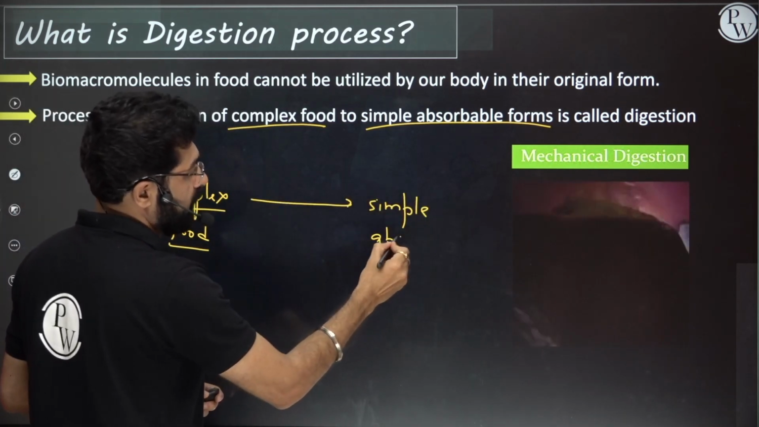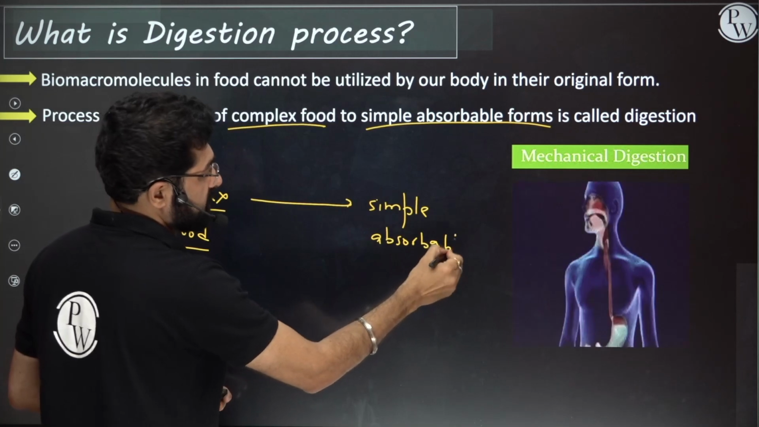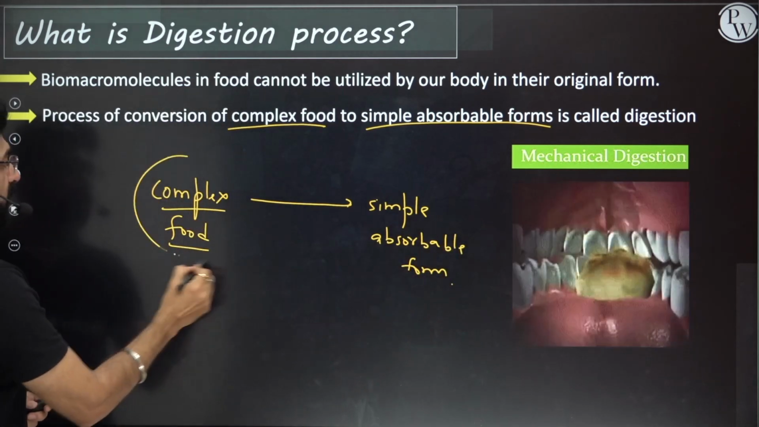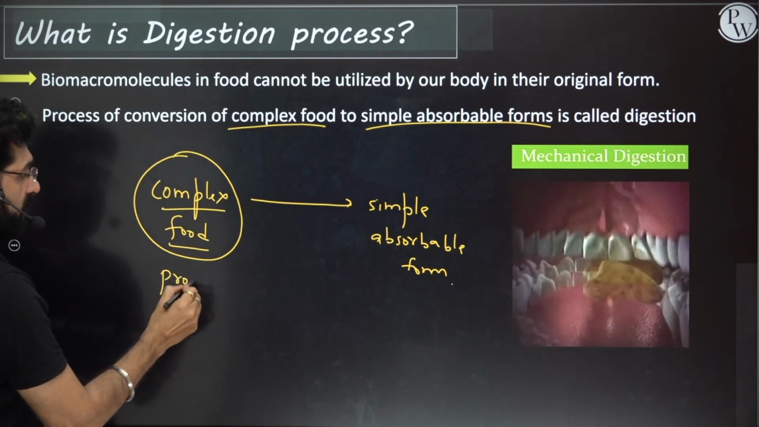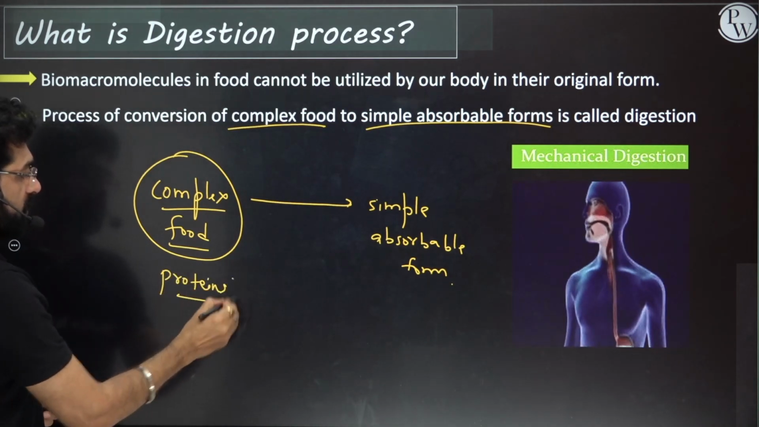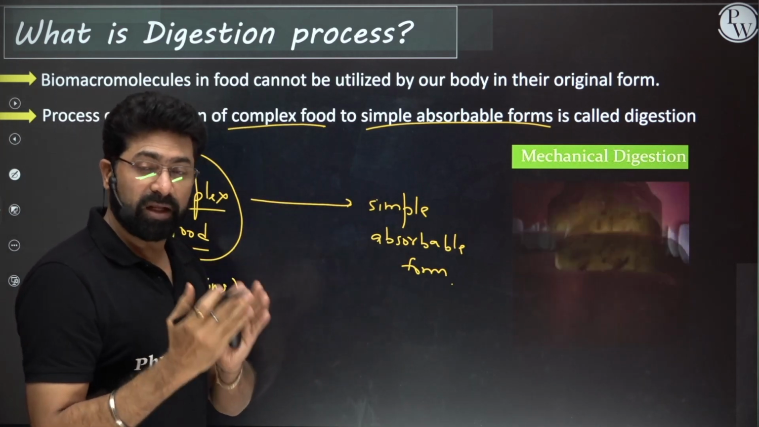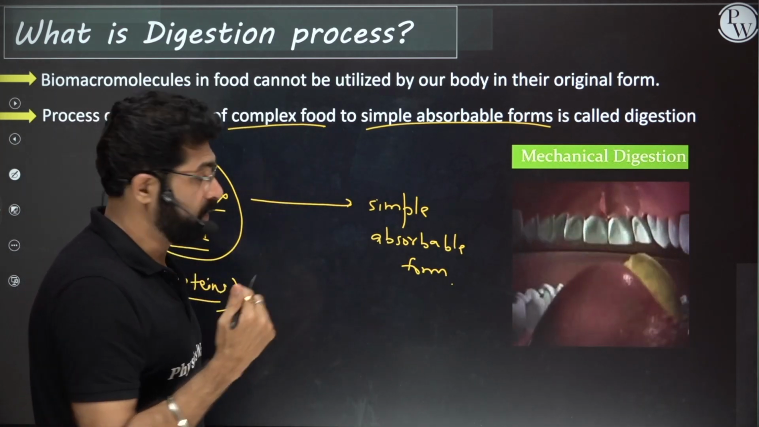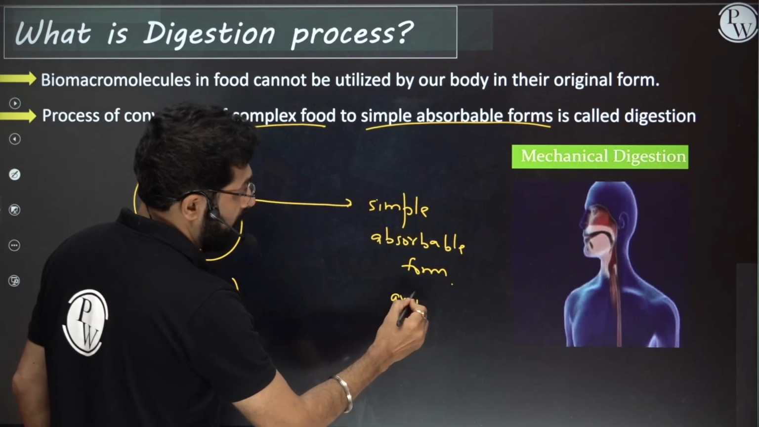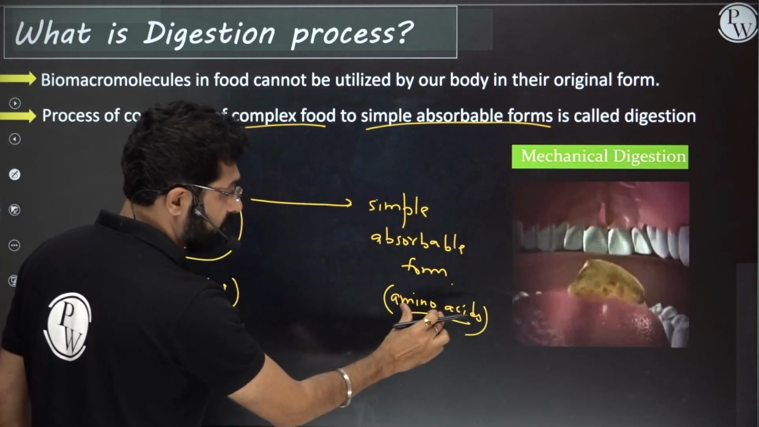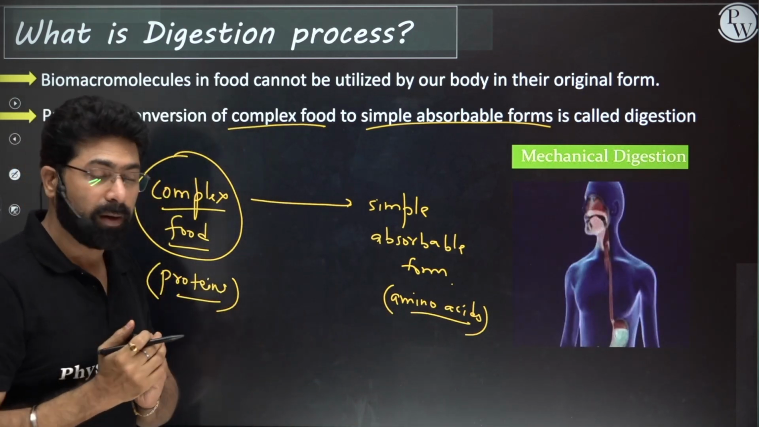So what is that simple absorbable form? Let's see. For example, you took proteins. Now these proteins have to be broken down into amino acids. Otherwise, they won't be absorbed into the blood. So the simple absorbable form is amino acids. Now these amino acids are going to be absorbed into your blood.